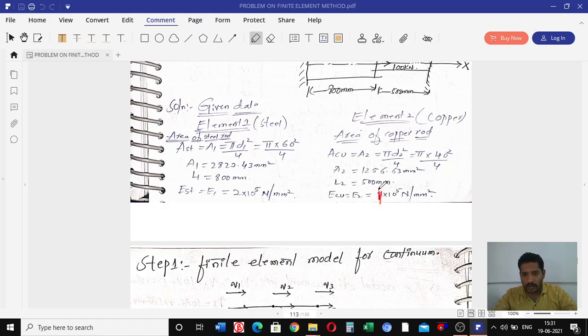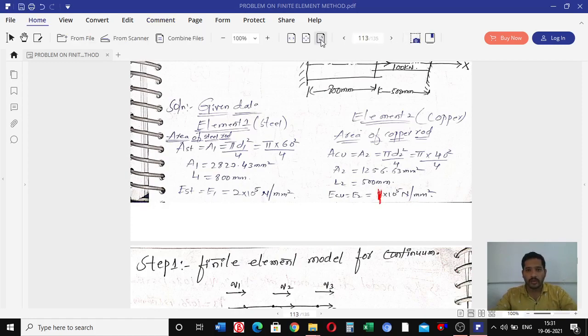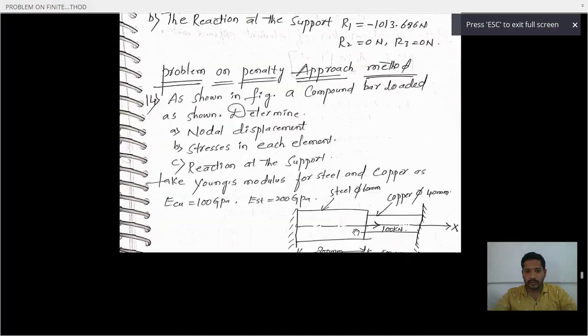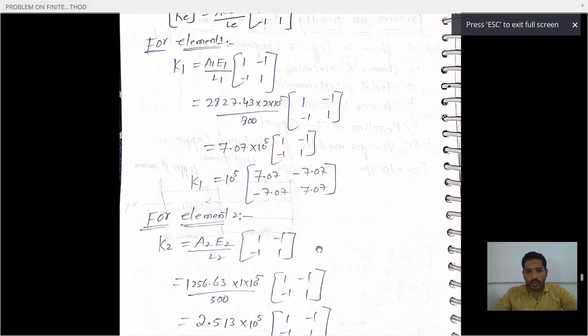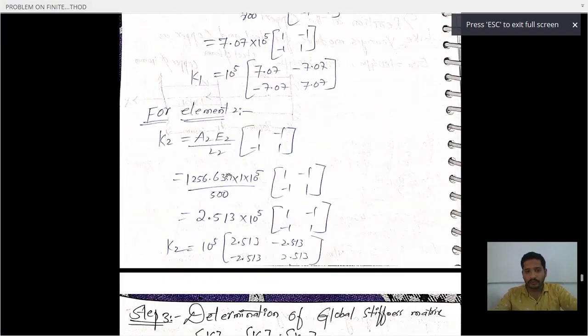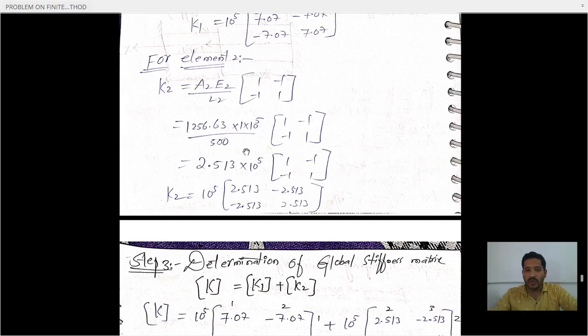How much? 1 into 10 power 5. Clear? So the same thing we have to represent here. E2, the modulus of elasticity or Young's modulus, is 1 into 10 power 5, divided by the length of the copper, given as 500, times [1 -1; -1 1]. Again, if you divide this whole value with the help of a calculator, you will get 2.513 into 10 power 5, [1 -1; -1 1].